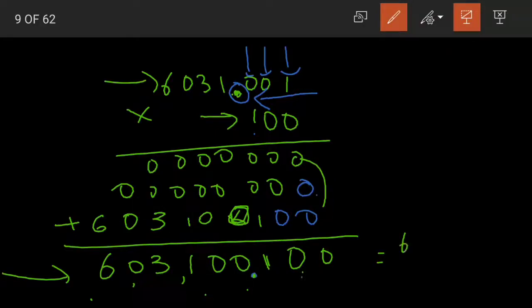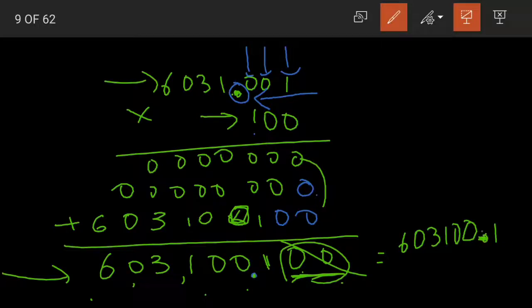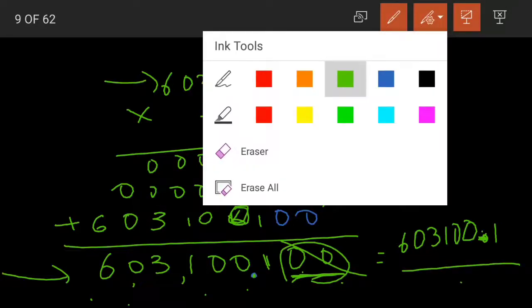6,03,100.100, or simply you can write 6,03,100.1. These two zeros after the decimal point, to the extreme right, no matter how many zeros we have, its value will be nil. So this is the product of the given two numbers. Understood? How did we multiply the given decimal numbers?